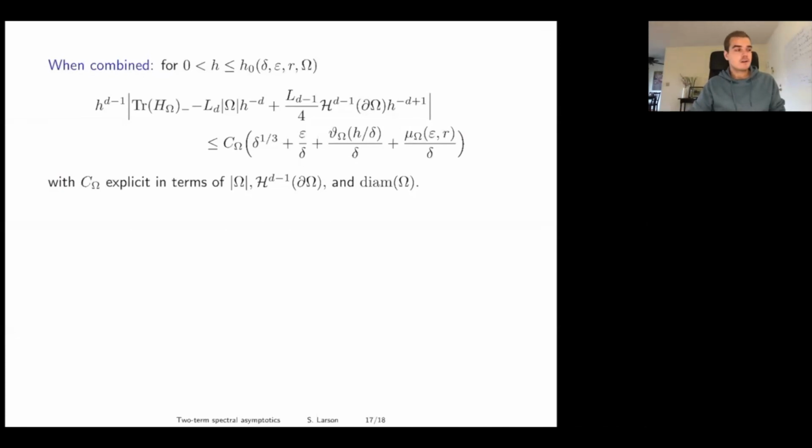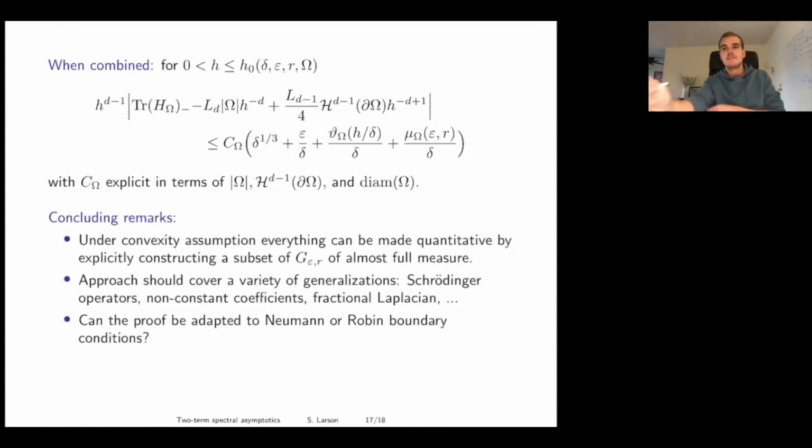And I have a couple of minutes left, so just a few final concluding remarks. As I said early on when we were talking about the shape optimization problem, all of this can be made quantitative if you restrict the geometry further. For instance, we did this for convex domains. Then you can explicitly construct these good sets on the boundary and control their respective measure, and everything you end up with is quantitative.